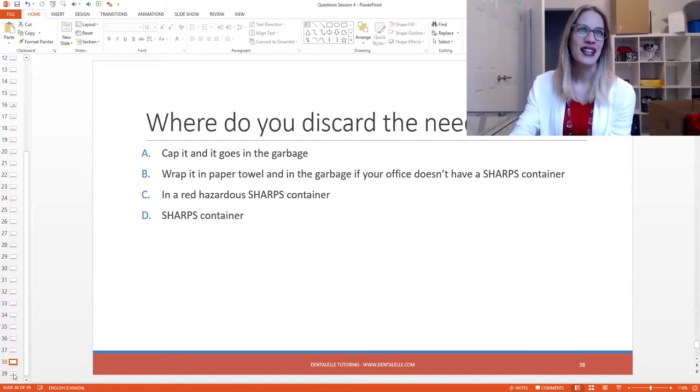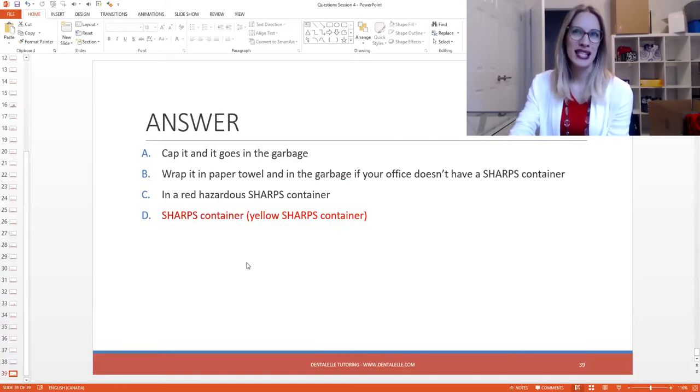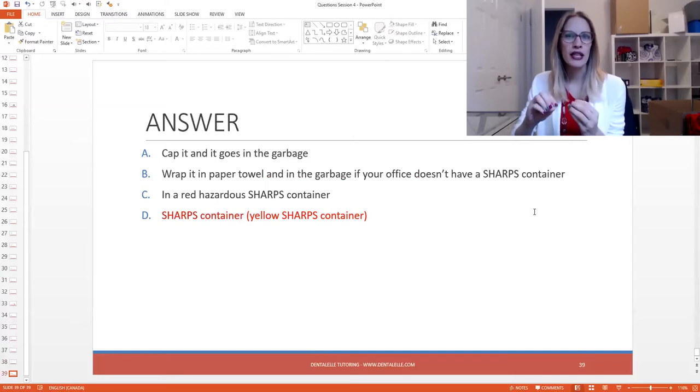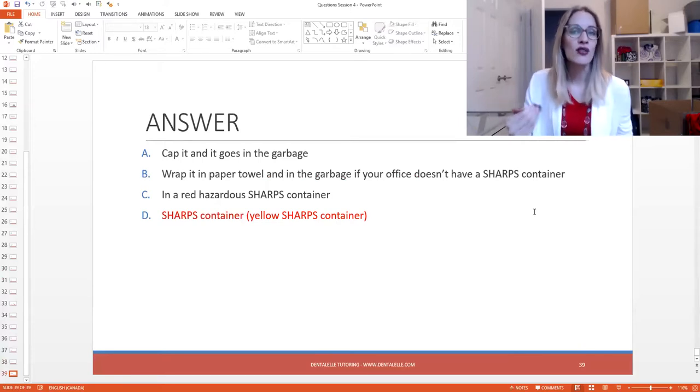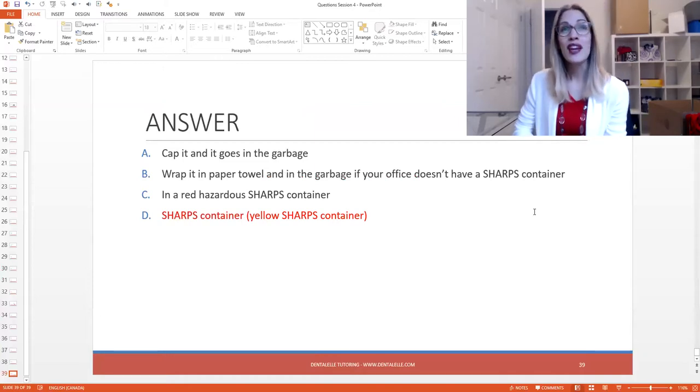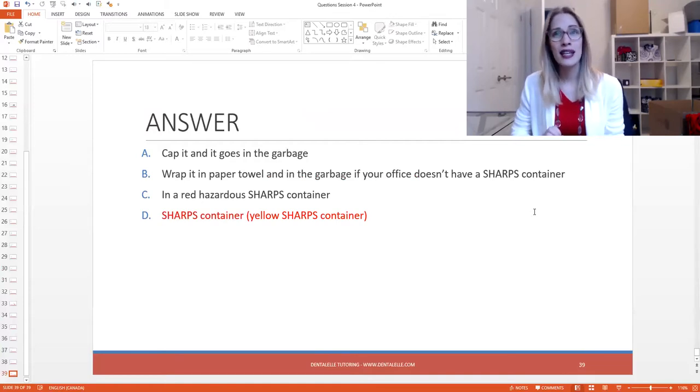Okay, let's talk about the answer here. So it's in a sharps container. Now, let me just say as well, depending on the textbook you read, it could be a yellow or a red sharps container. I have seen both. So there's no best answer, but on your exam, if red is the only right answer, then the answer is red. If they have yellow, then the answer is yellow. If they have red and yellow, then I'd have to say the best answer is yellow, because that's in most textbooks. So does that make sense to everybody?